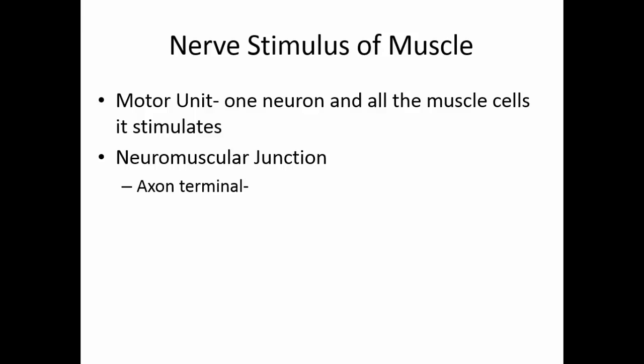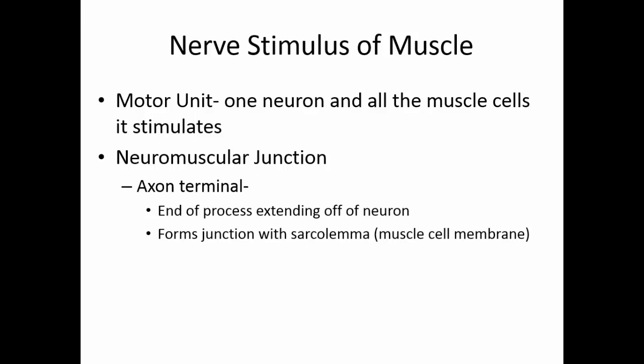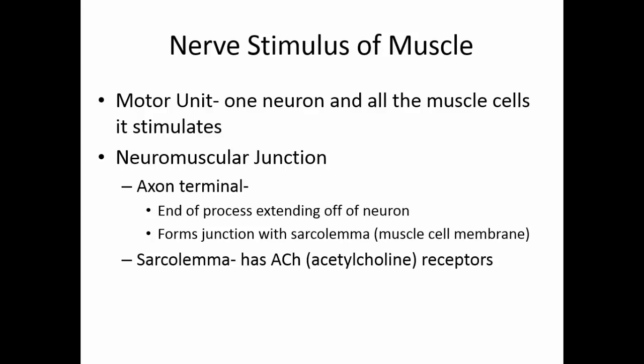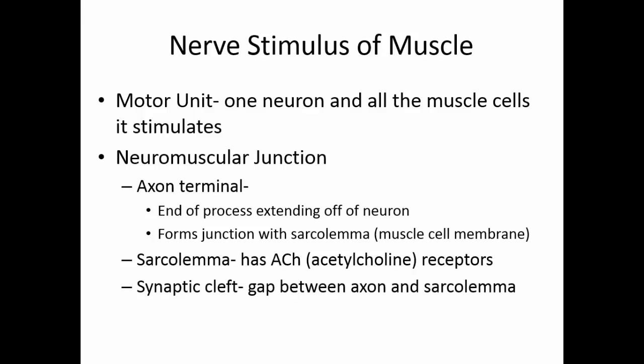The very end of the neuron is known as the axon terminal. This is the process that extends off the neuron. This is what forms the junction with the sarcolemma, the muscle cell membrane. The sarcolemma, just underneath the axon terminal, has receptors on it for the neurotransmitter acetylcholine. The space between the axon, the neuron, and the sarcolemma is called the synaptic cleft. So there is no direct touching of the axon to the cell membrane of the muscle cell. There's a little space, and this acetylcholine is released into the space, diffuses across, and attaches to the receptors on the muscle cell.